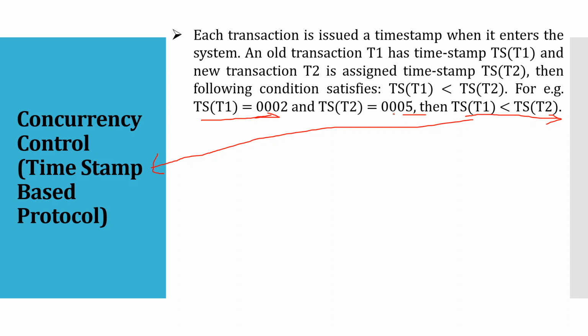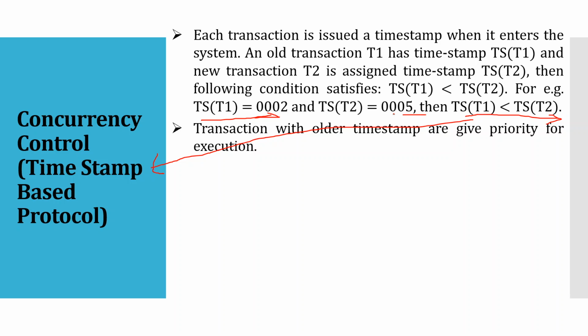Each and every transaction is given some time slot to start its work and end its work. This is how the timestamp based protocol works. So a transaction with an older timestamp will always be given priority, right? Whatever transaction you have, the transaction with the lower timestamp will always be given priority. That is what the timestamp based protocol wants to say.